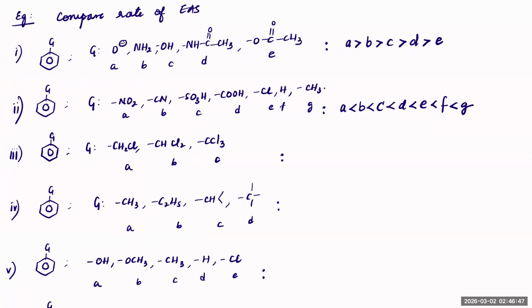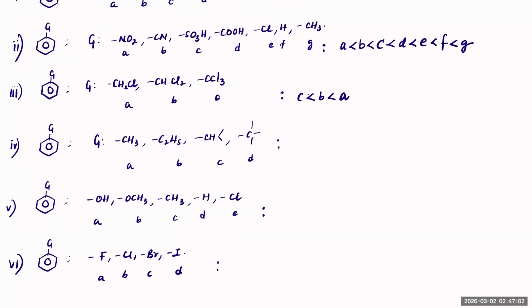Correct. Next one, ABC. The more the withdrawing group, there is one chlorine, two chlorine, and three chlorine. So you can see, the more the number of chlorines, the more the withdrawing nature. So therefore C will be less than B, which will be less than A.